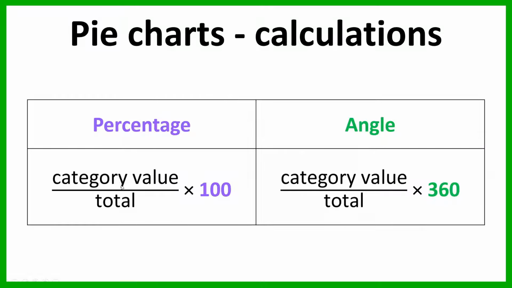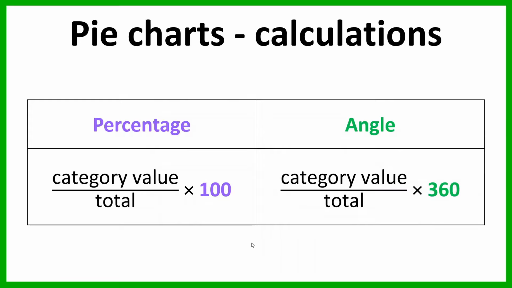So to work out the percentage, we take the category value and divide by the total. So if there were 10 people who preferred apples out of a class of 30, it'll be 10 over 30. Okay. Then you multiply by 100 to work out the percentage. And to work out the angle, we do the same thing except we multiply by 360 instead of 100. For percentages, we multiply by 100 because percentages are out of 100. For angles, we multiply by 360 because a revolution is 360 degrees.